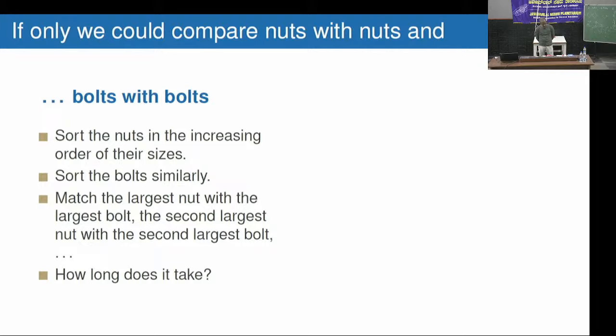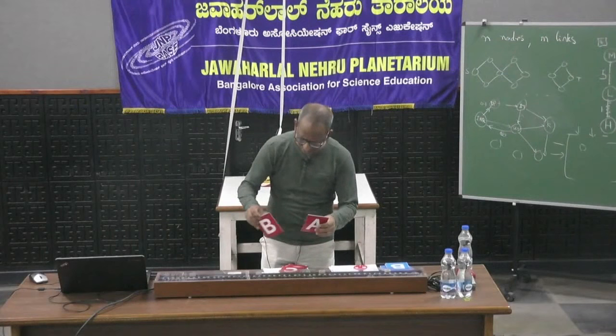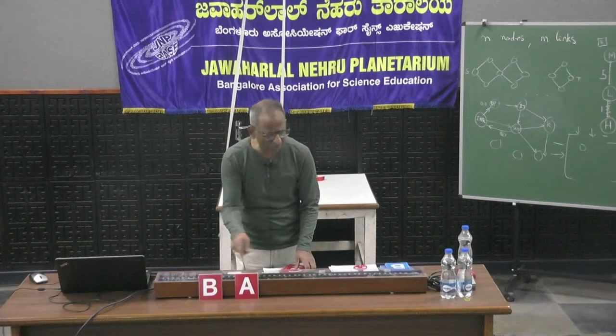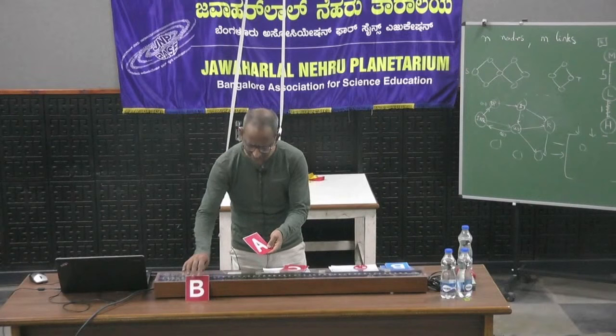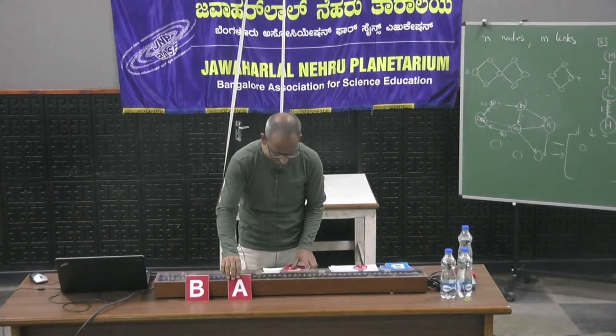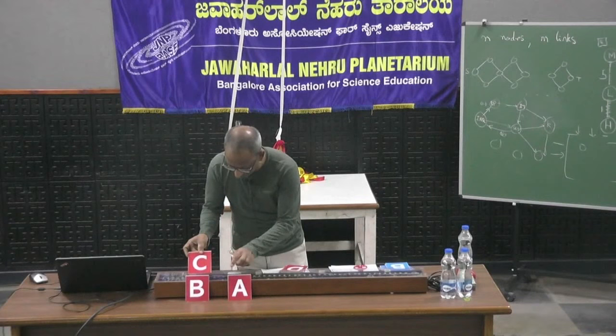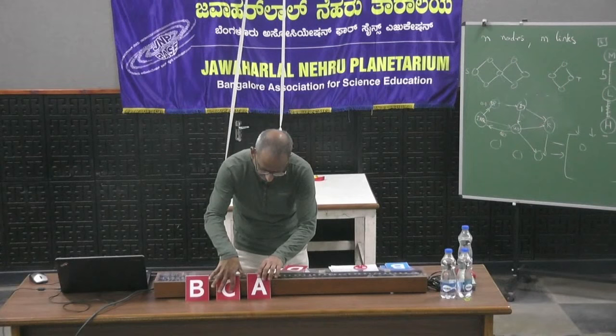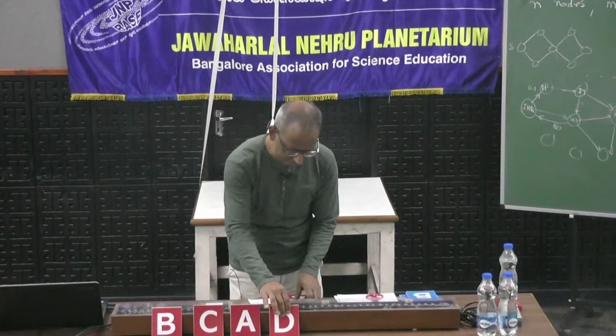So what I've said here is that if somehow we could compare the nuts against each other, then we could just arrange the nuts. So how do you arrange it? Suppose you take A and B, and the program says that nut B is smaller than nut A, you keep it here. And then the next one, you maybe compare it with A, it says smaller, then you compare it with B, it is bigger, and then you put it here perhaps. And the next one, you have somehow managed to arrange them in some order.